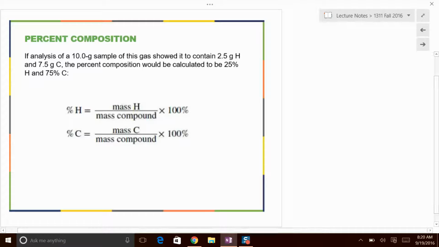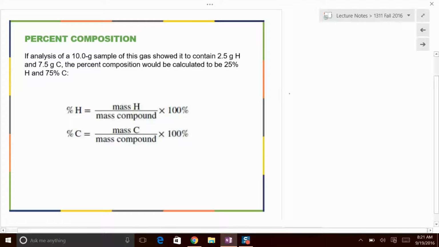Okay, so here we have the analysis of a 10-gram sample of a gas. It contains 2.5 grams of hydrogen and 7.5 grams of carbon. The percent composition would be calculated to be 25% hydrogen and 75% carbon. So this adds up to 10, well, it's a 10-gram sample, right? So you can easily see that.